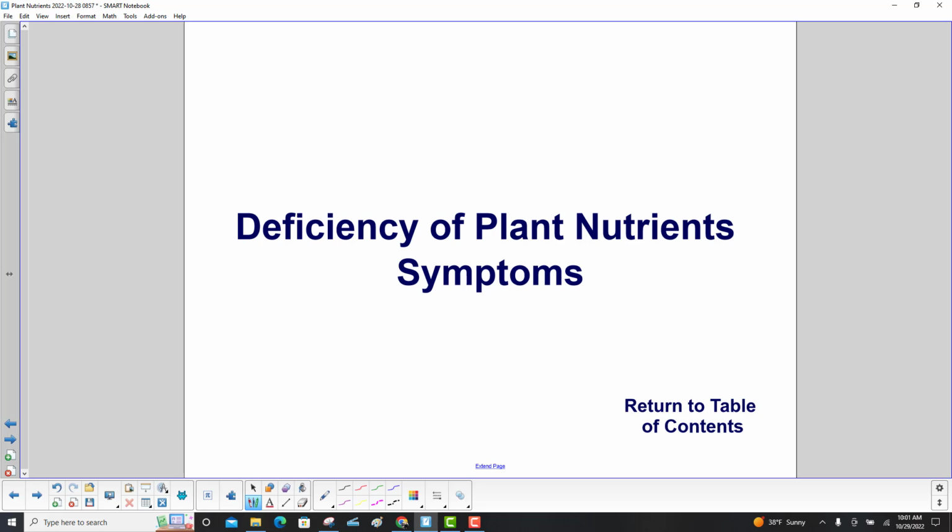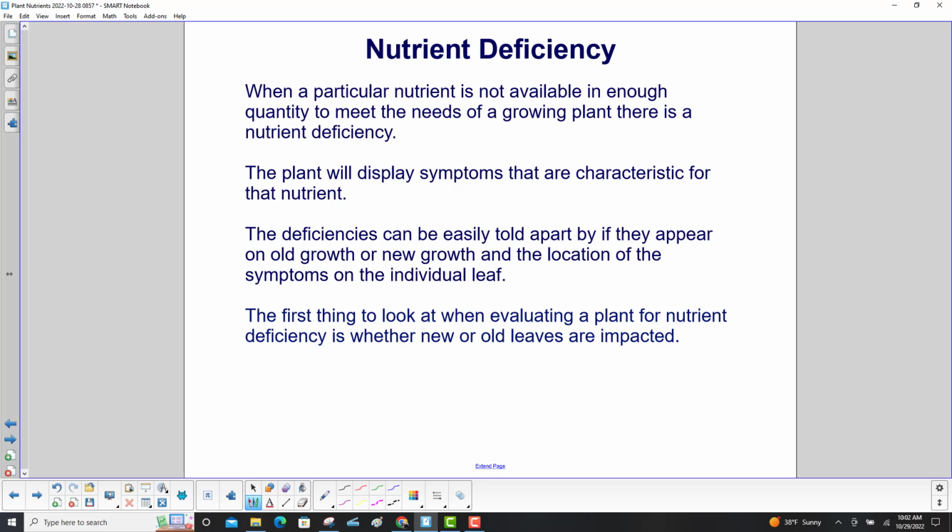Deficiency of plant nutrient symptoms. When a particular nutrient is not available in enough quantity to meet the needs of a growing plant, there is a nutrient deficiency. The plant will display symptoms that are characteristic for that nutrient. The deficiencies can be easily told apart if they appear on old growth or new growth, and the location of the symptoms on the individual leaf.